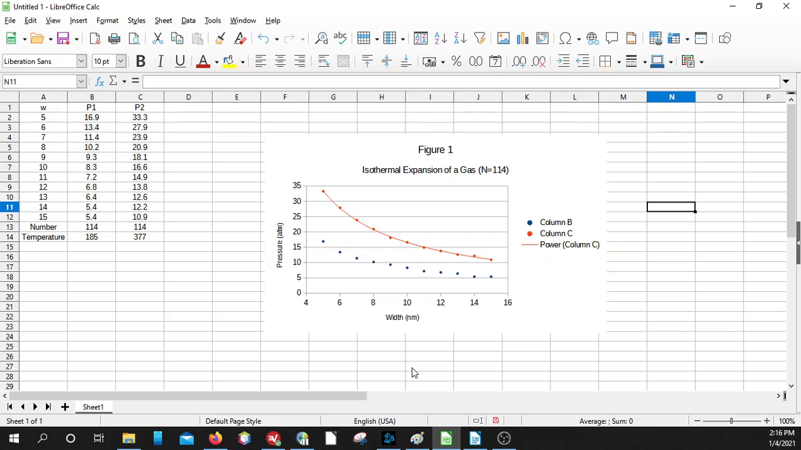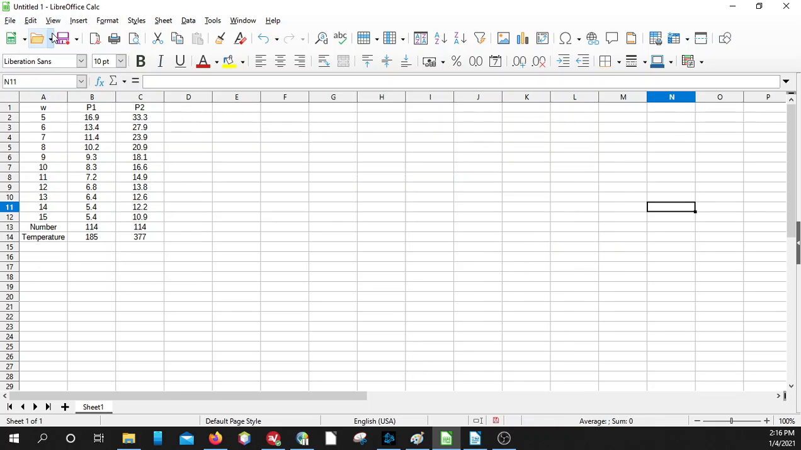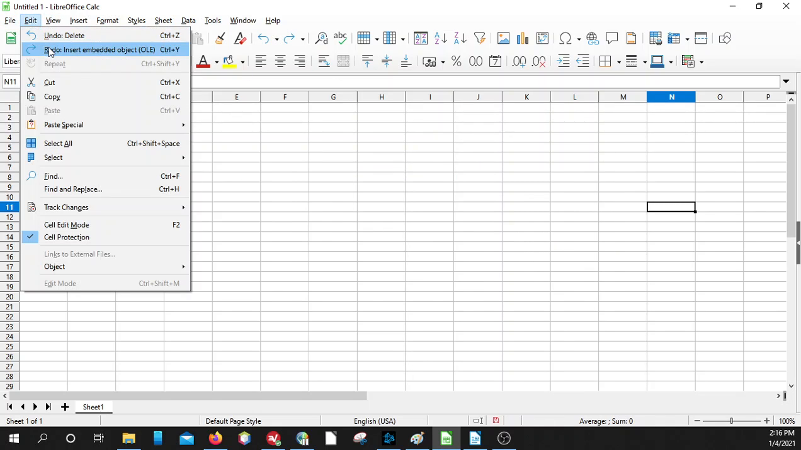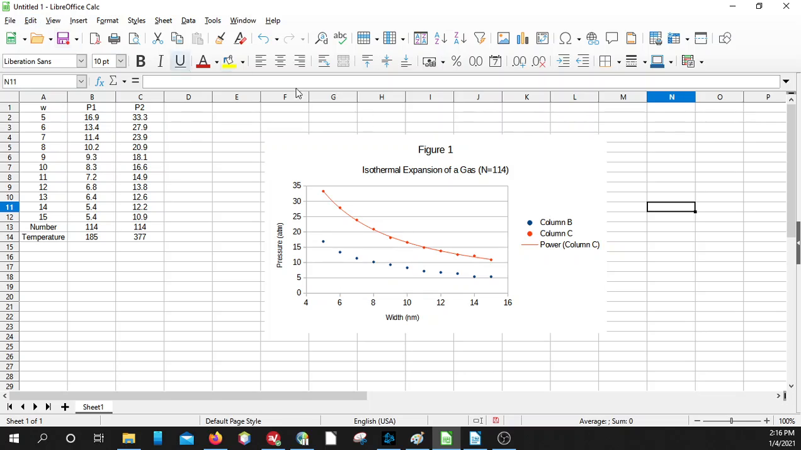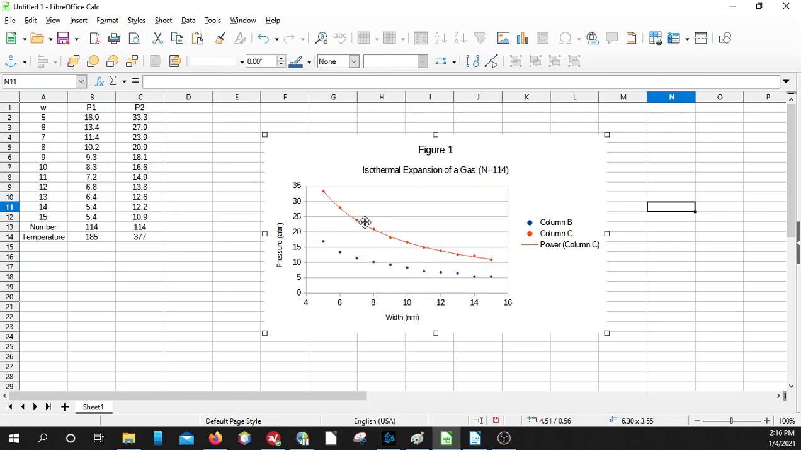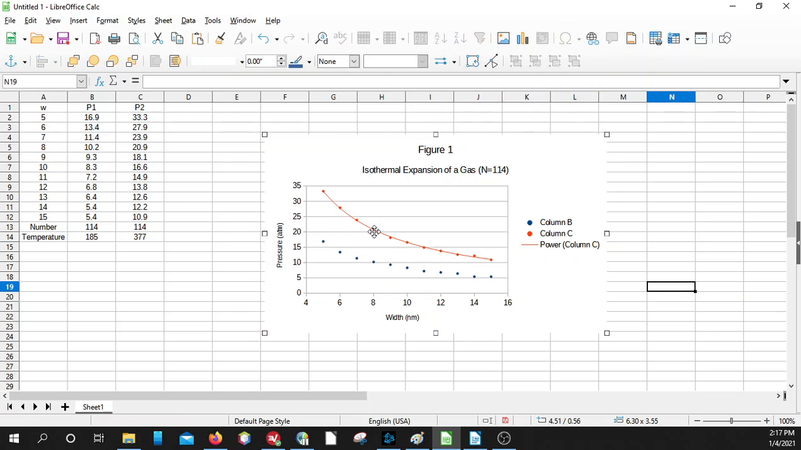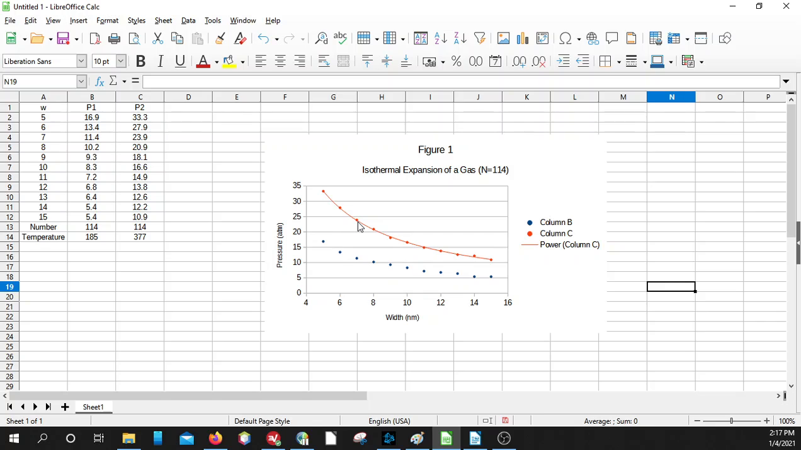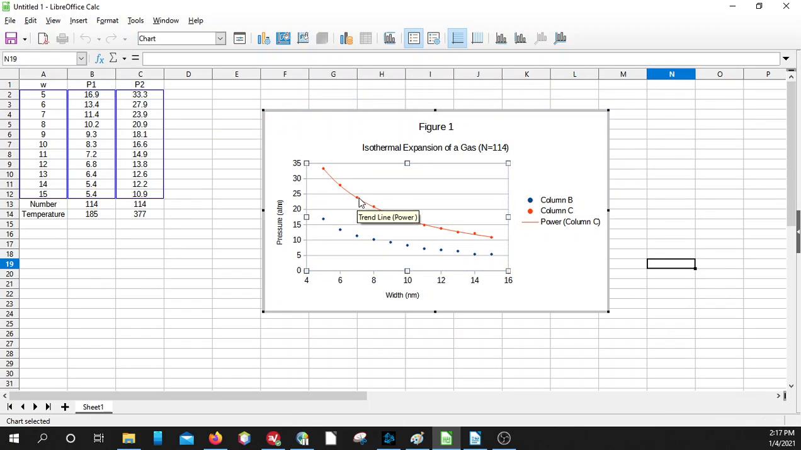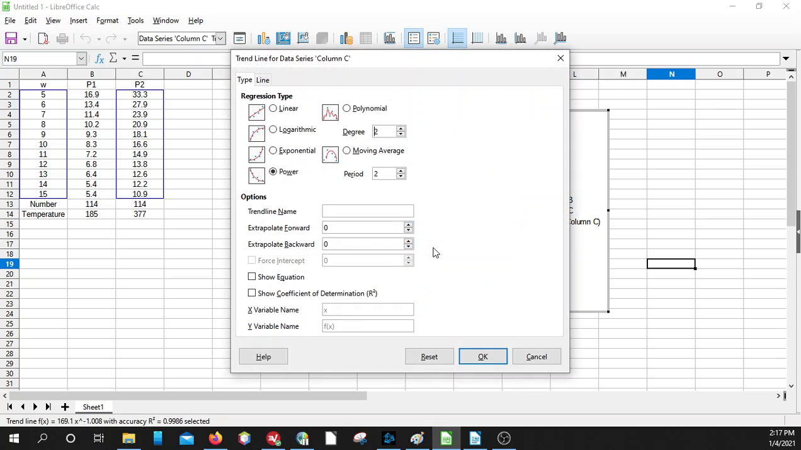So here's our data. Actually, I'm going to undo that. Okay, I don't want to undo all that. That was weird. Okay, but I do want to fix something here. So again, it can be hard to select. Okay, so here's the trend line. I'm going to format that and give it a name. And I'm going to call this 377K.